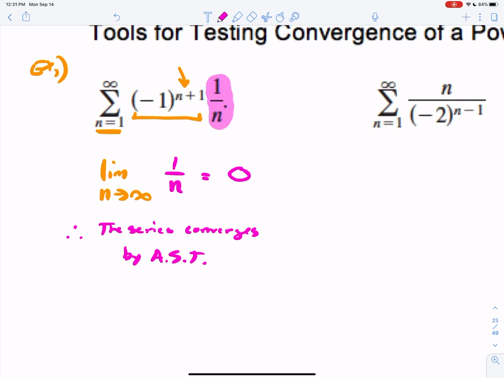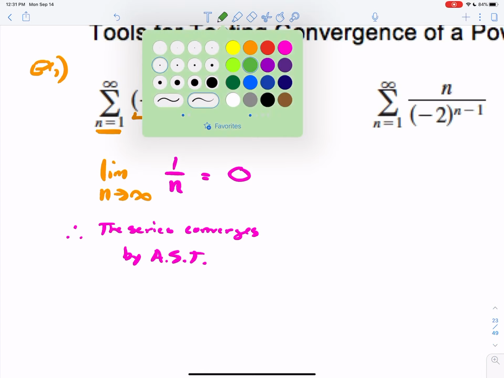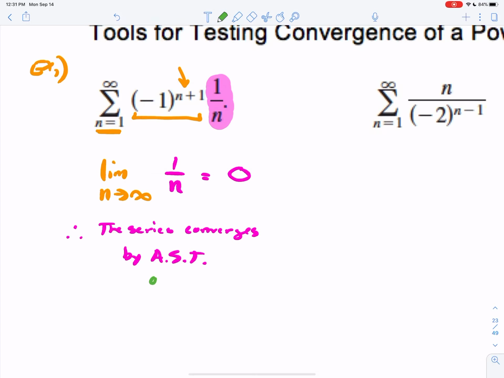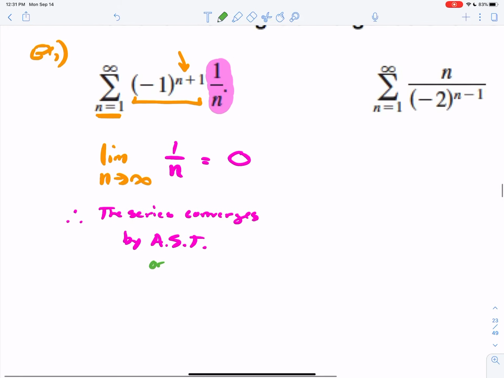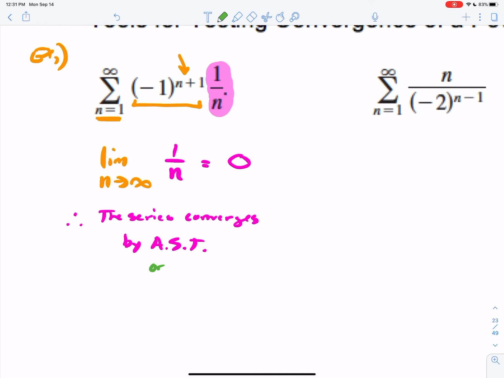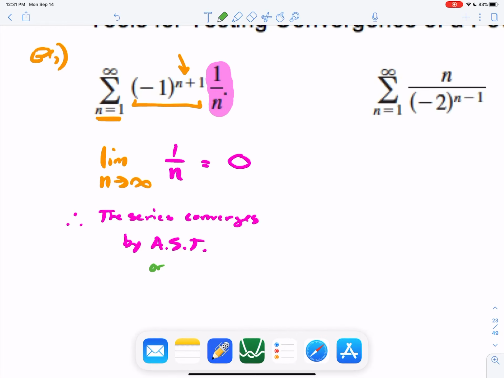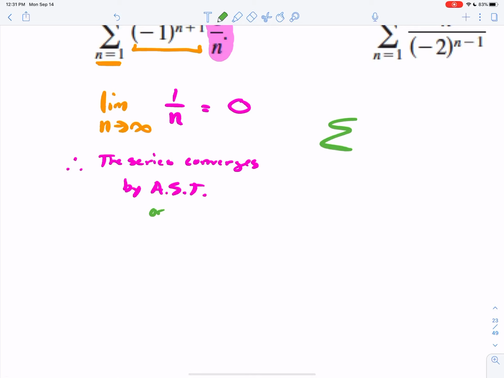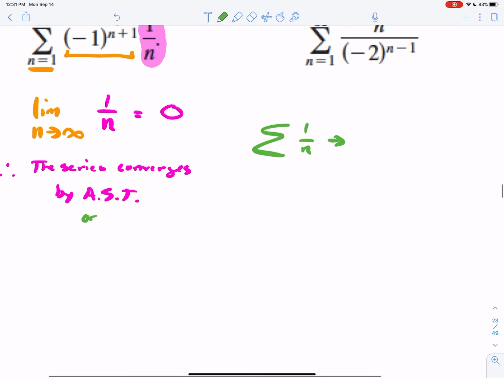Now, just a little tidbit. All right? There's another way for this specific example that you can explain it. Remember 1 over n. Do you remember what that's called, right? Look back in your notes if you need to. This is called a harmonic series. And we know that a harmonic series diverges.